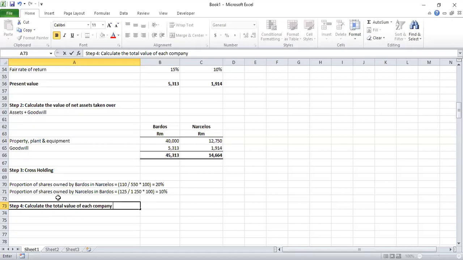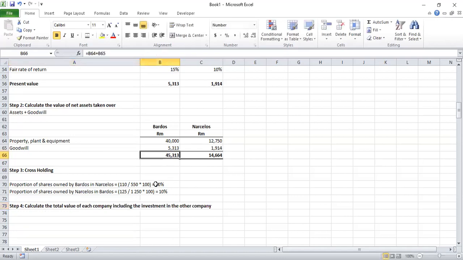Including the investment in the other company. So I think the value of Bados is actually the 45,313 plus 20% of Nacelos, because they own 20% in Nacelos. That is the actual value of Bados. Then the value of Nacelos is the 14,664 plus 10% of Bados.